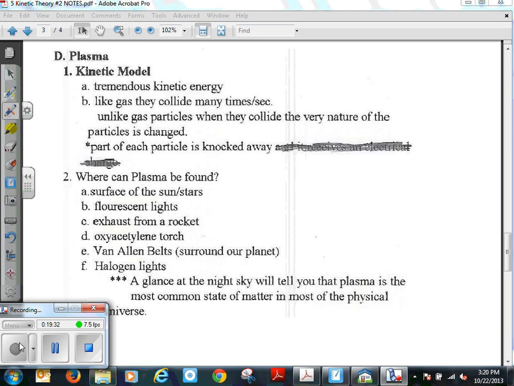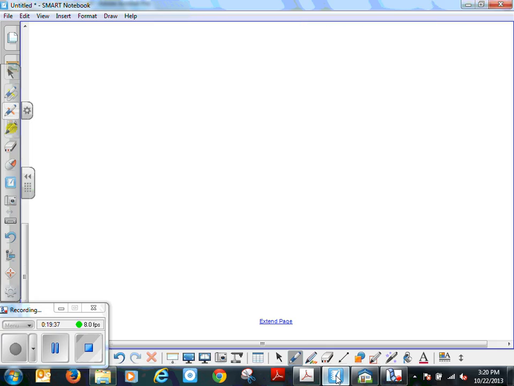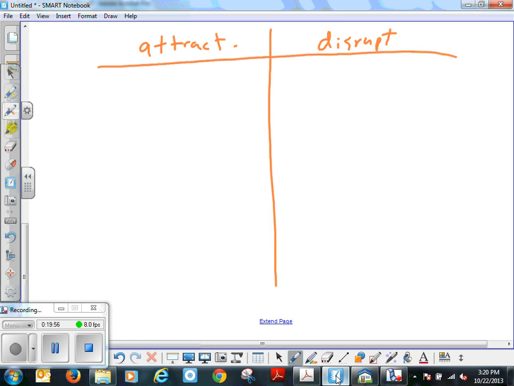Okay, just to make sure you guys are good for the test, I want to sum this stuff up, which again you'll find on your unit organizer. Let's talk about what we call the attractive and disruptive forces. These are the forces involved when we change from solids to liquids to gases. So, if I have a solid, which force is the strongest here? That'd be the attractive force, right?